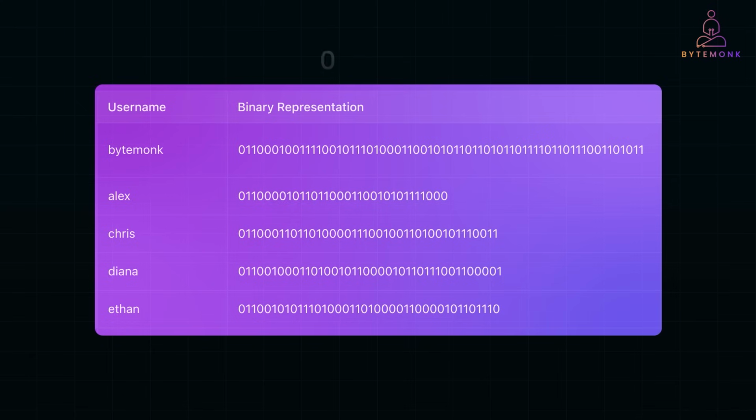Now, a number ending in 2 zeros has probability of 1 by 4, since there are 4 possible outcomes: 00, 01, 10, or 11. A number ending in 3 zeros has probability of 1 by 8, and so on. In general, the probability of seeing n trailing zeros is 1 by 2 power n.